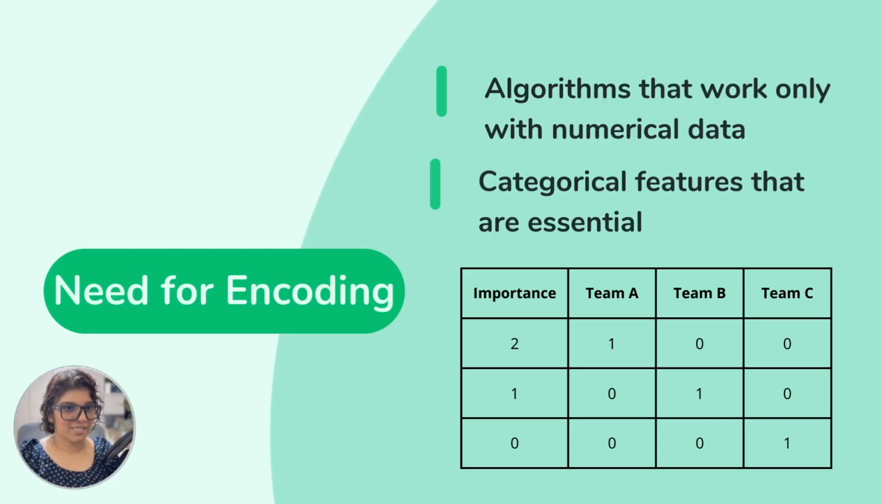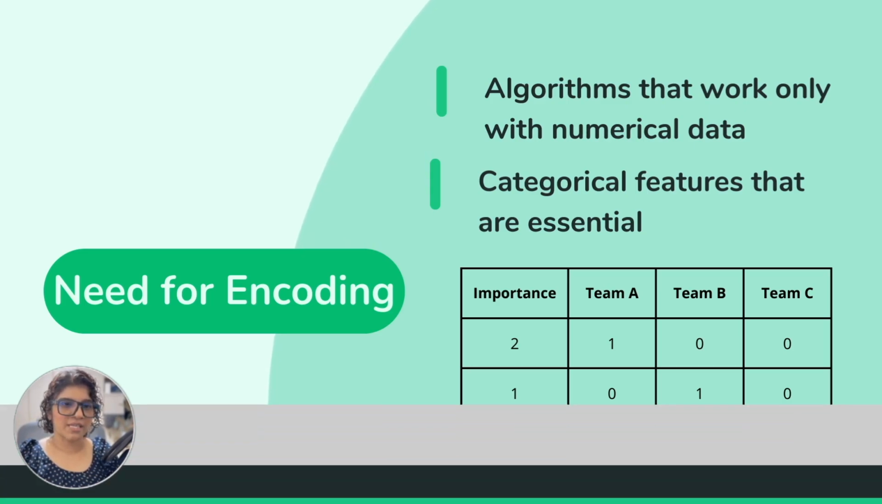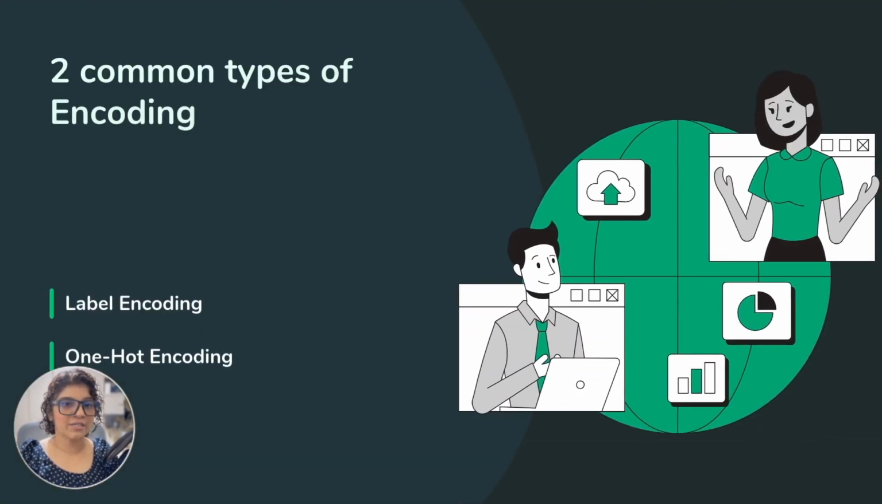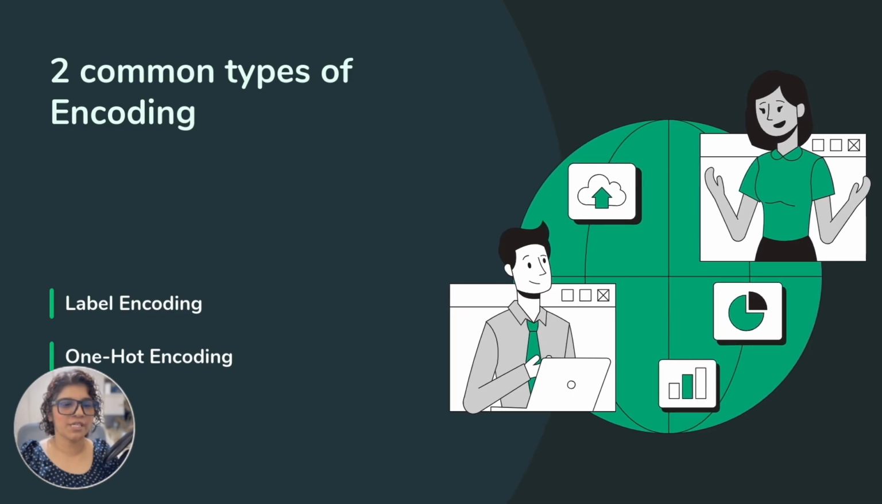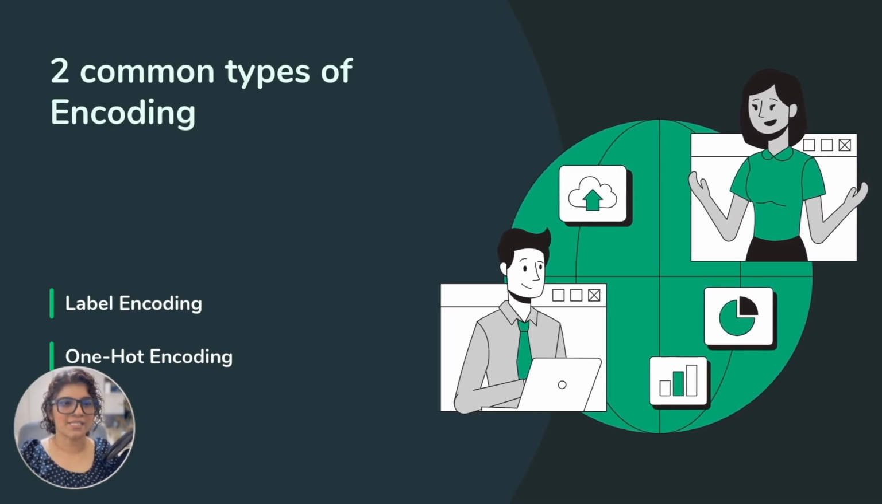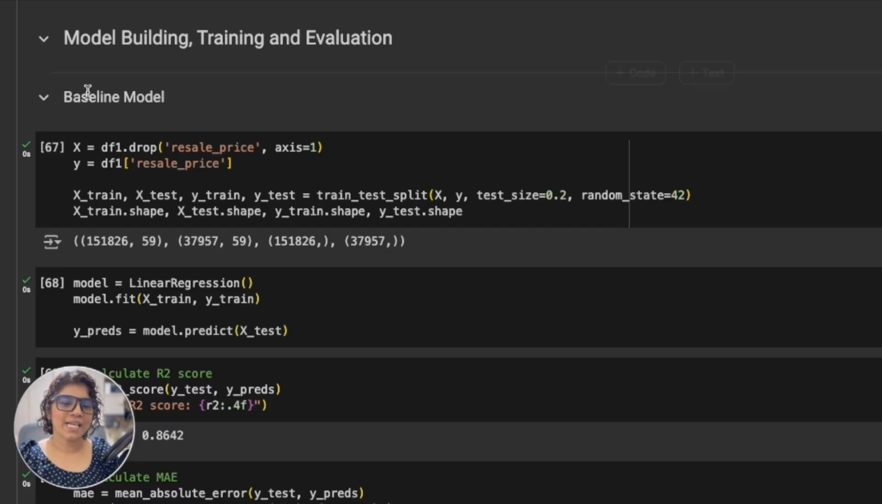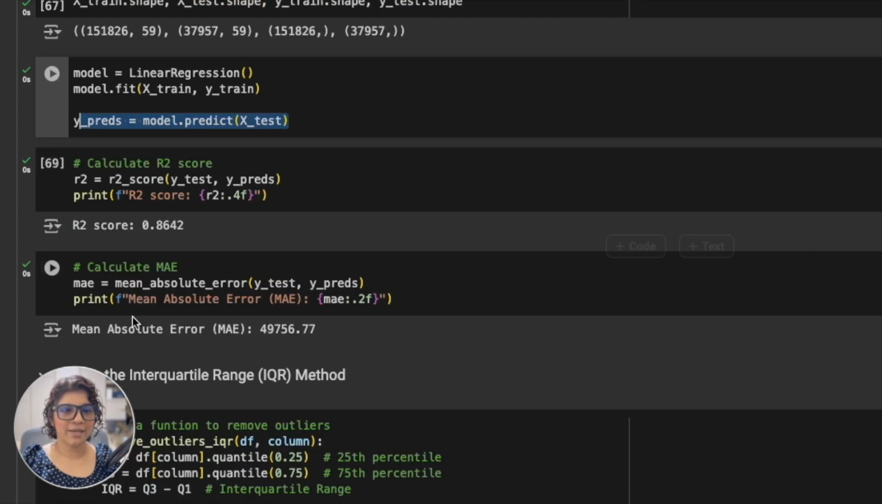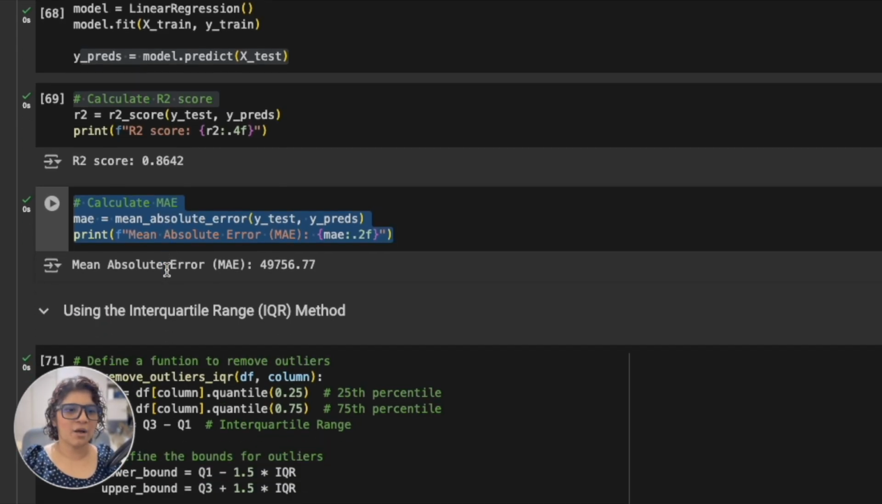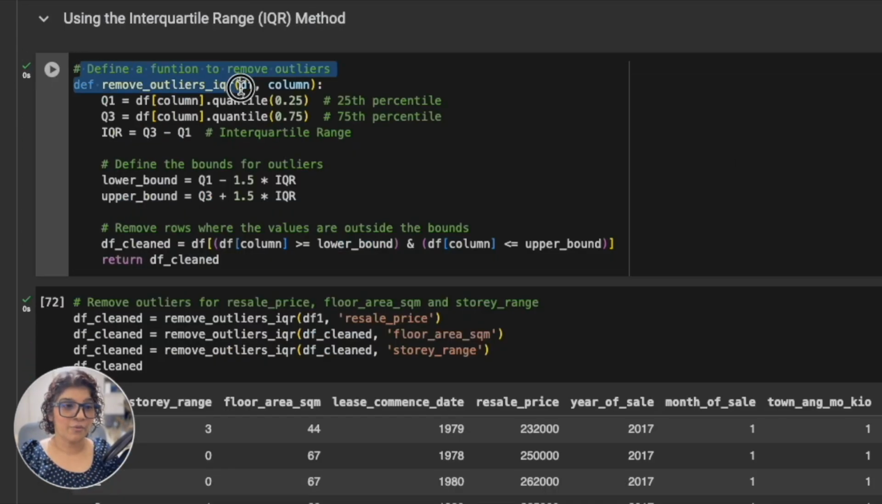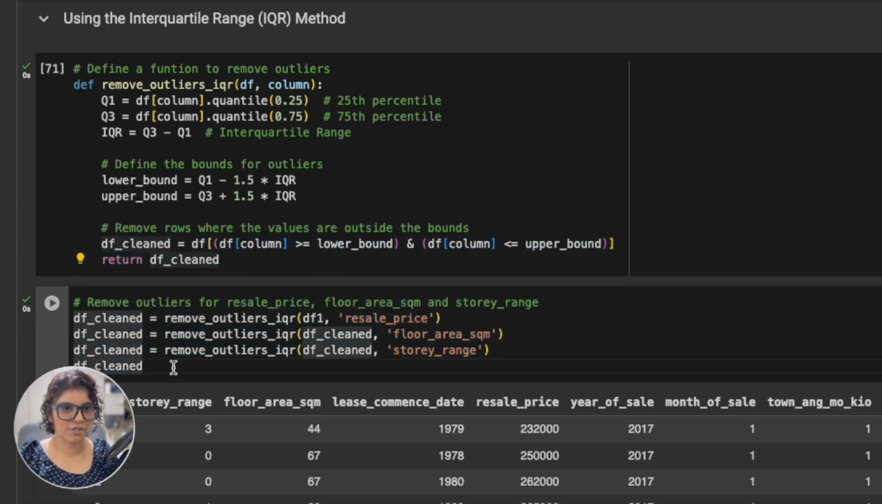We also discussed the importance of data preprocessing, including handling categorical variables using label encoding and one-hot encoding, extracting new features and removing irrelevant features. We built and evaluated a linear regression model to predict resale prices. We looked at key metrics like R-square and mean absolute error to measure our model's performance. Additionally, we handled outliers and we saw the impact of these steps on model performance.